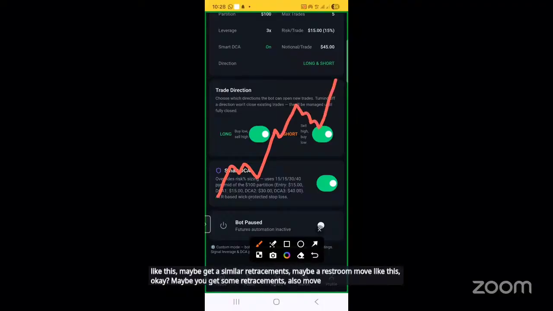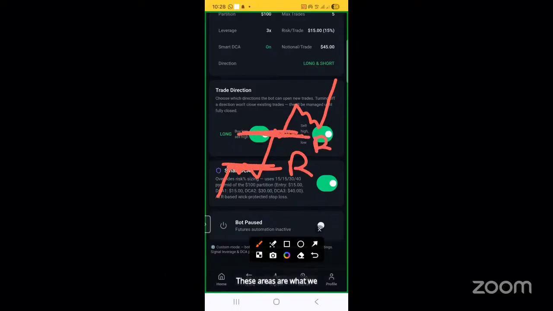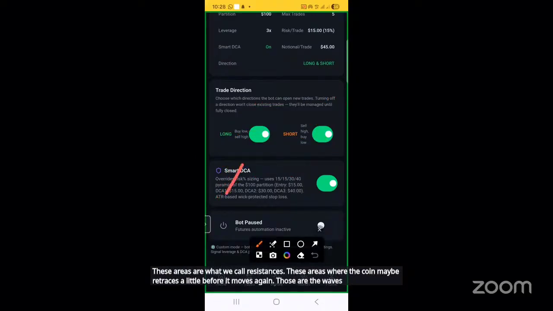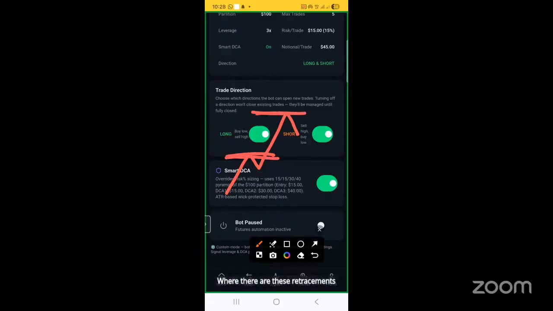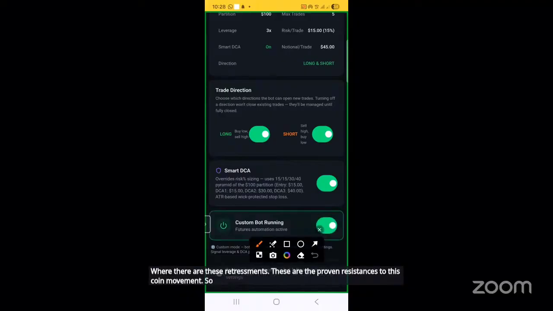So here, these areas where it is going, it is being resisted. These are what we call resistances. These areas are where the coin maybe retraces a little before it moves again. Those are the waves. There is the impulse move and the retracement, impulse move, retracement. So where there are these retracements, these are the proven resistances to this coin's movement. So it will place these limit orders. Okay, not yet.